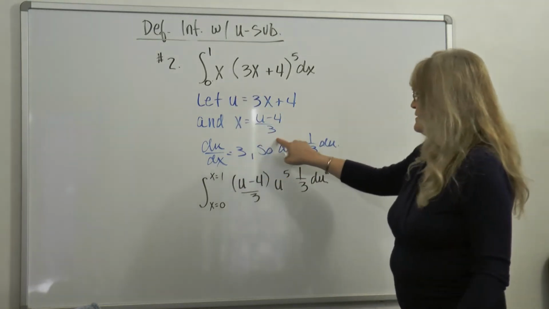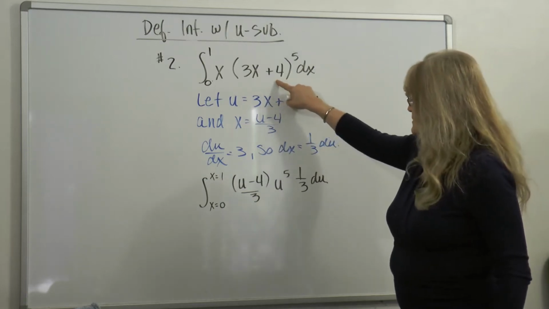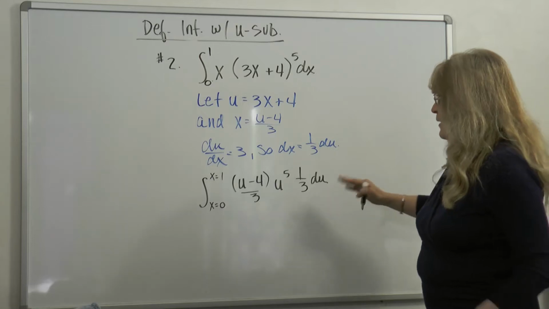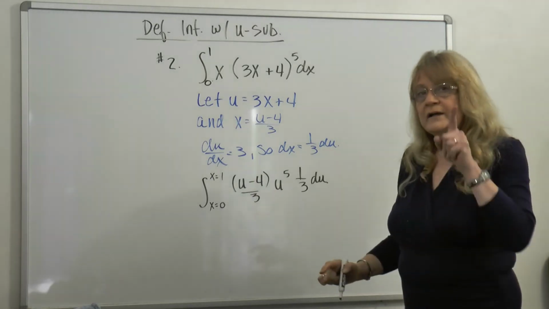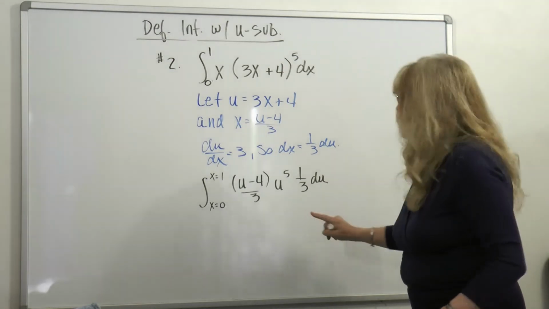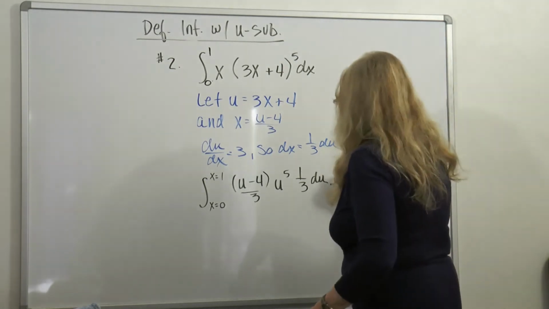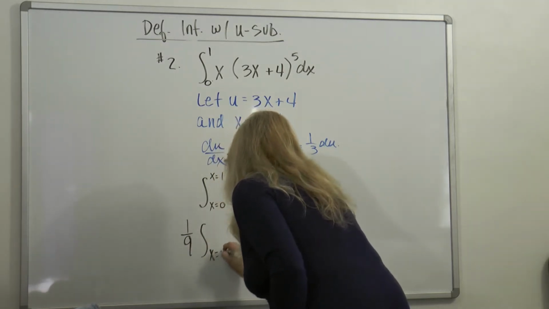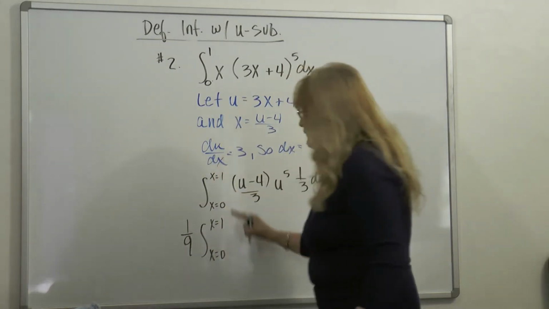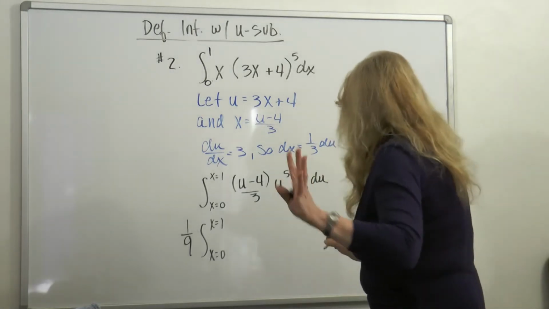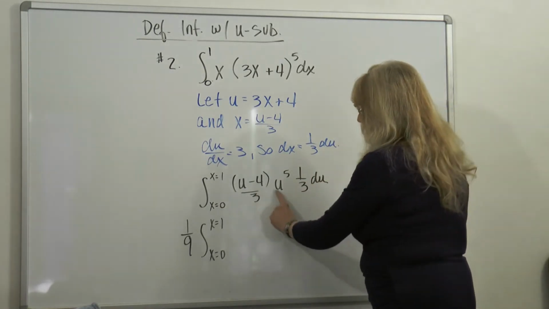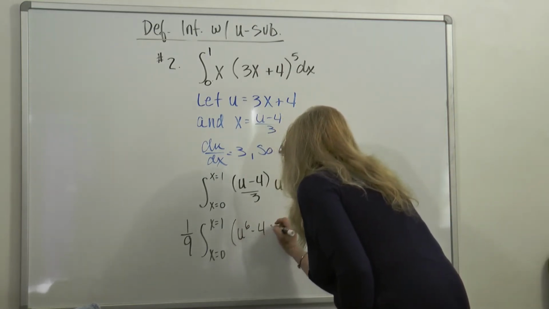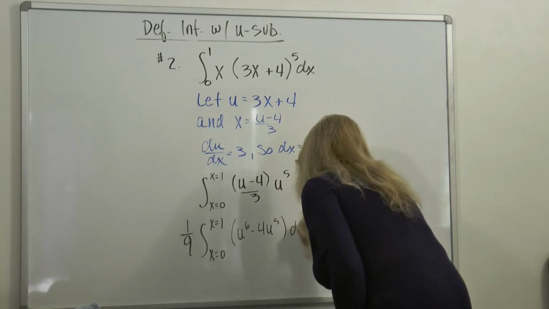Okay, so replace your x with its definition. Replace this with a u. Replace your dx with its definition. Okay, I'm going to take out 1/9. Remember, these are being multiplied, so I'm going to take out 1/9. I never in a million years would care about that, but some people do. Okay, so we took out 1/9, and I'm going to distribute my u to the 5th. So that gives me u to the 6th minus 4u to the 5th du.